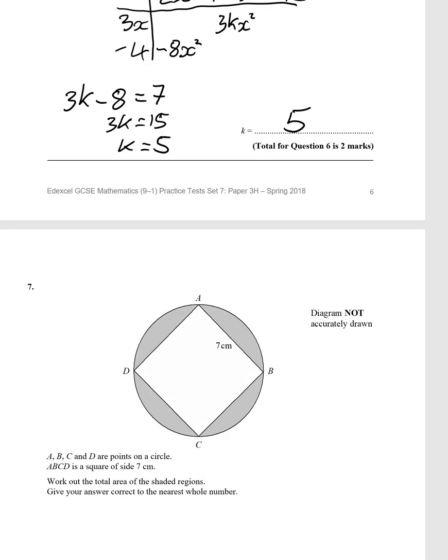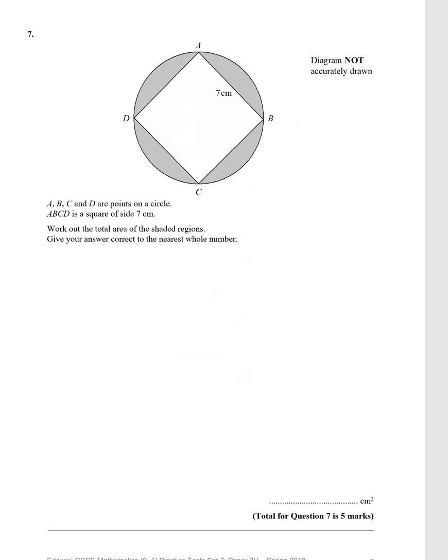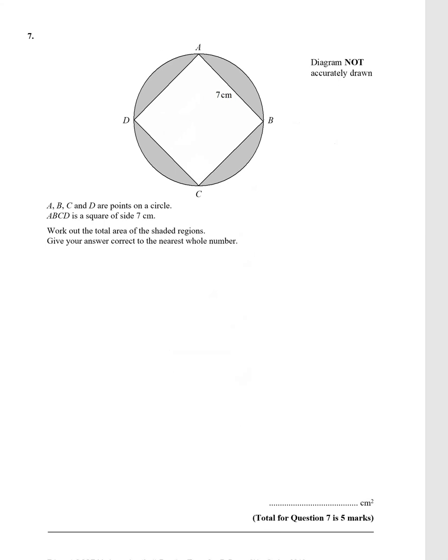Right. Question 7. A, B, C, D are points on a circle. A, B, C, D is a square. Work out the total area of the shaded region. Well, that's easy. That's just the square take away from the circle.